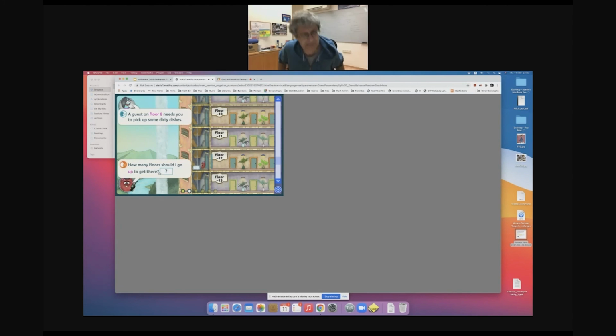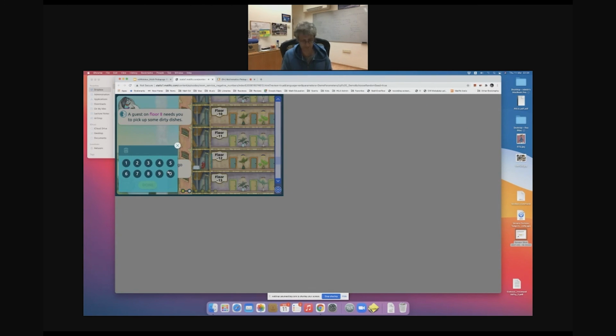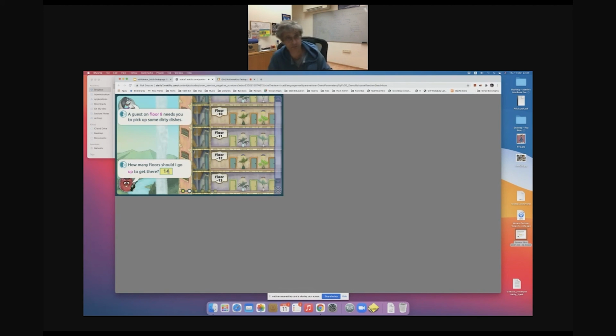How many floors should I go up to get there? A guest on floor 8 needs you to pick up some dirty dishes. When children make errors, it's very important, whenever possible, that they see what the implication of the error is, not tell them that it was an error. We'll come to it in a moment, okay? So let's go up, I don't know, 14 floors or something. I'm making errors on purpose right now.